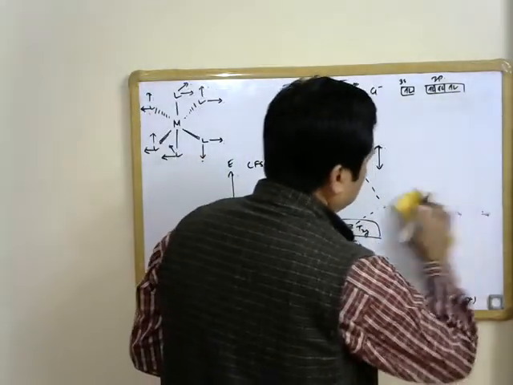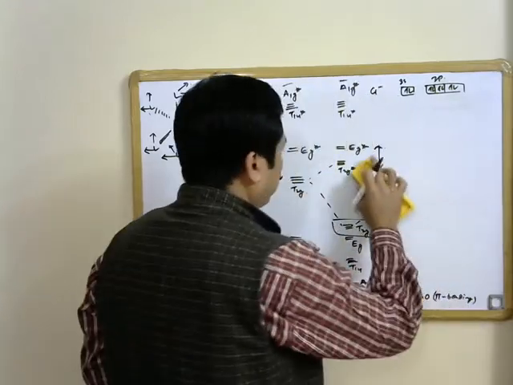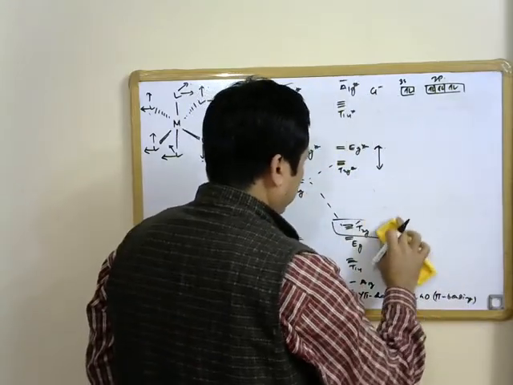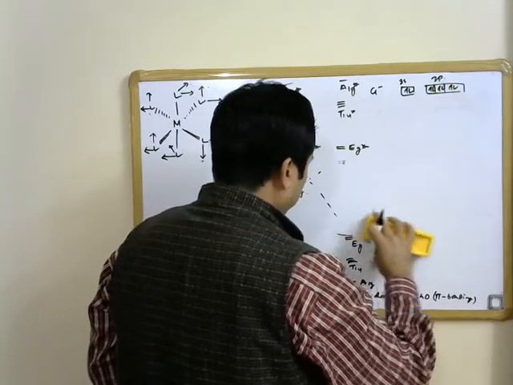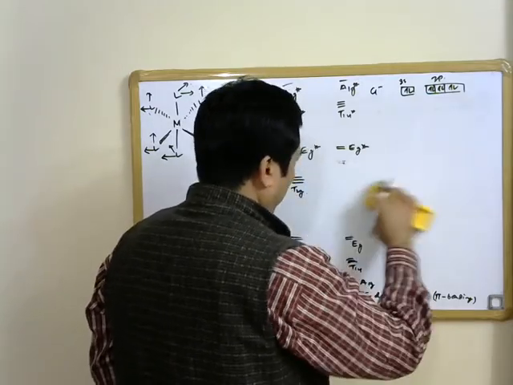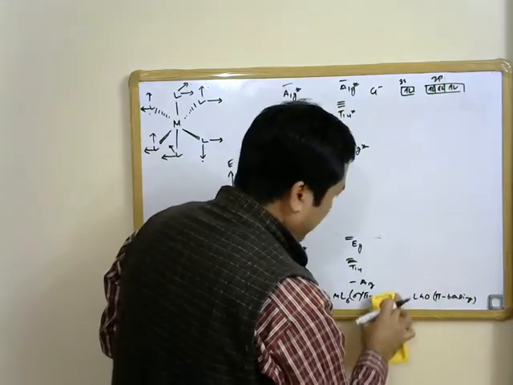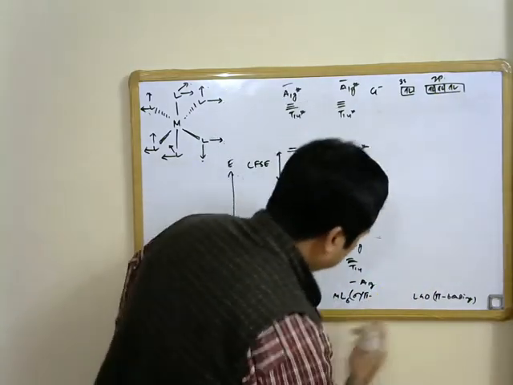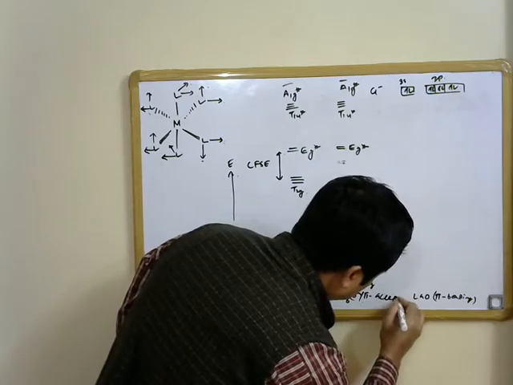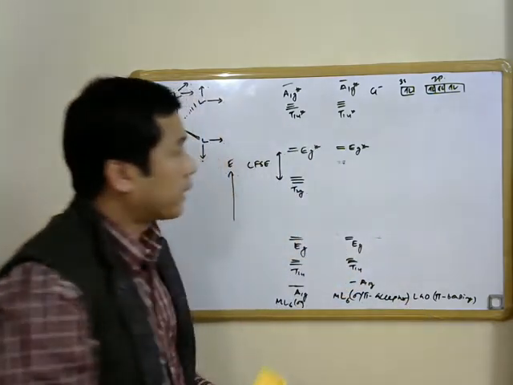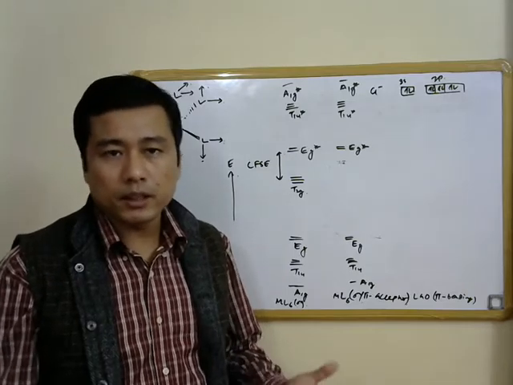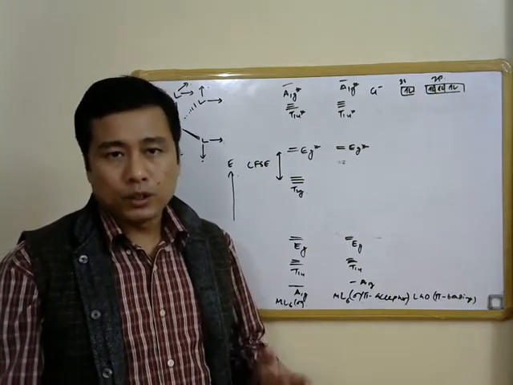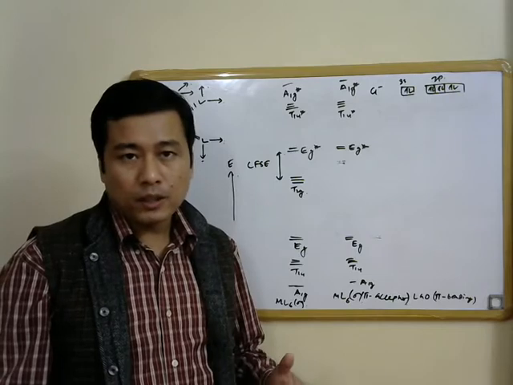Let us now change this molecular orbital picture and redraw this molecular orbital diagram for pi acceptor ligands. A very good example of a pi acceptor ligand is the carbonyl ligand.